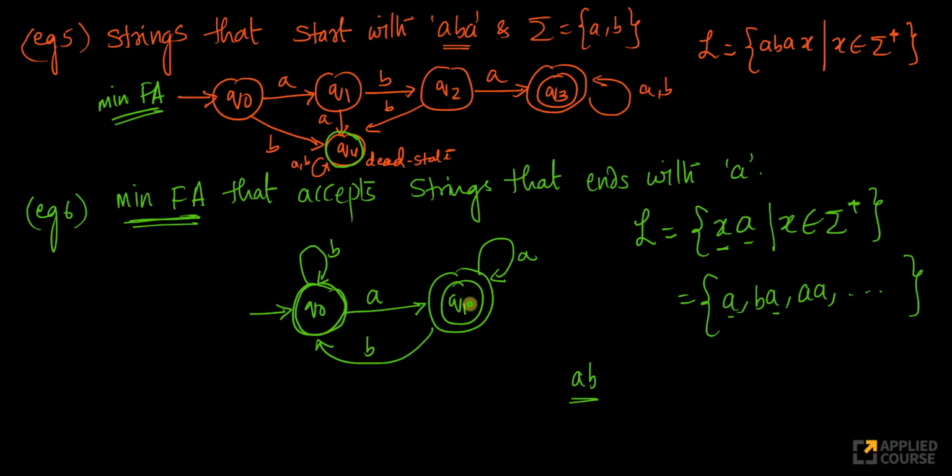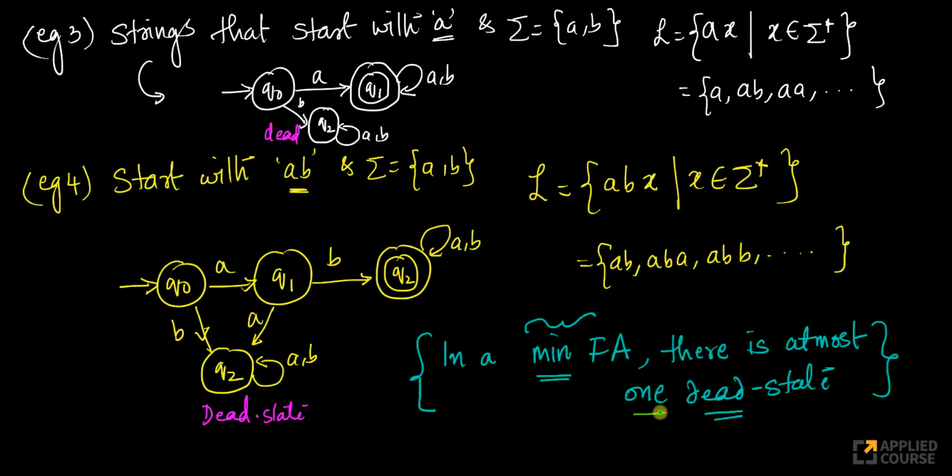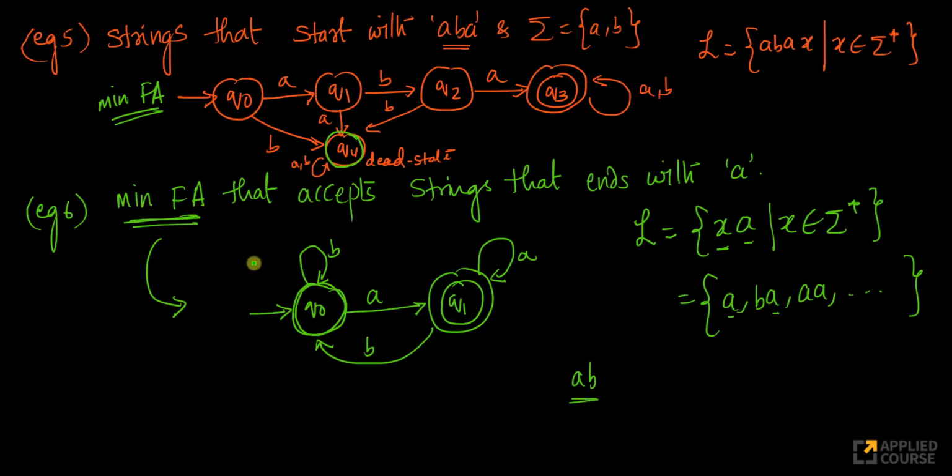The most recent character, if I've read it, if it is A, I'll be in this state. So you just need two states here. That's the minimum finite automata. No dead states here. So a minimum finite automata need not contain dead states, and hence I wrote here at most one dead state, which means you could have 0 dead states also, right? I hope these examples help you understand how to construct minimum finite automata and, in general, deterministic finite automata.